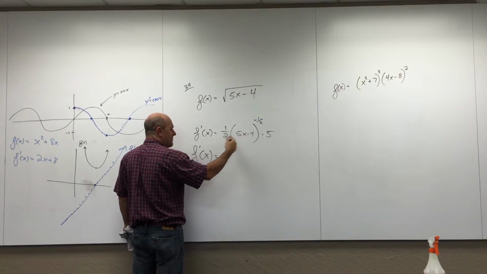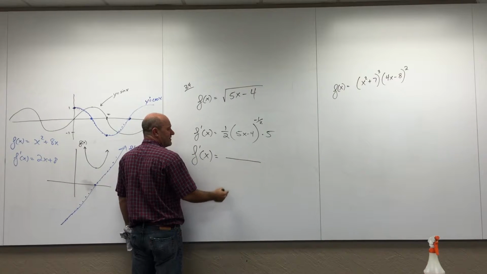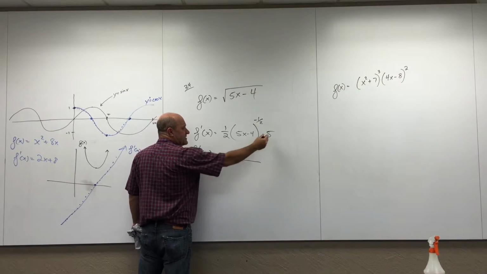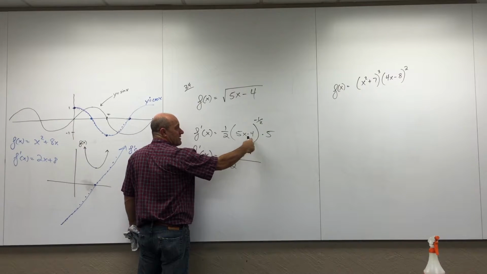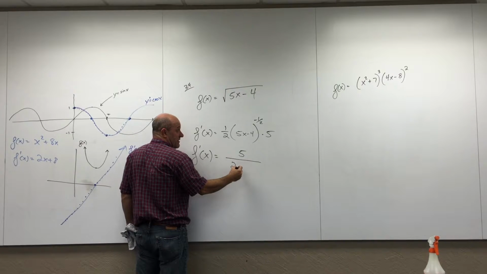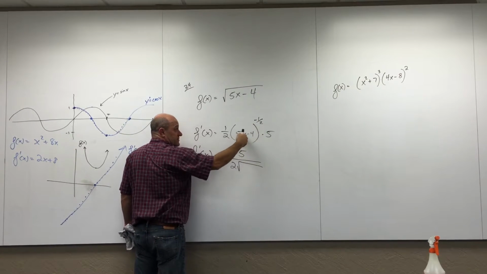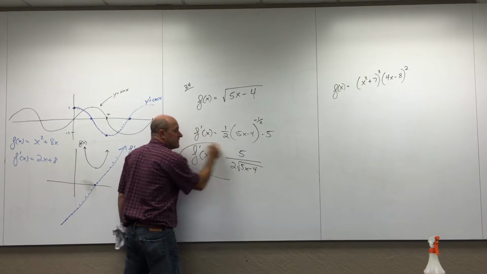How do I clean this guy up? Any suggestions? The 5 stays in the numerator, kind of. The 2 goes in the denominator. And what about this thing, the square root of 5x minus 4? In the denominator. Right. He's a square root and he's in the denominator. That's what he is. That looks cool.